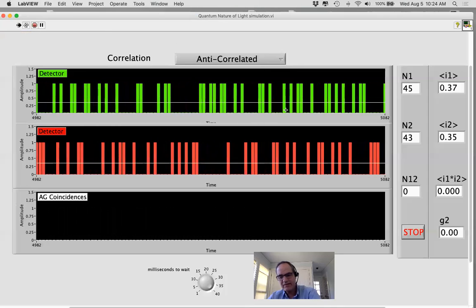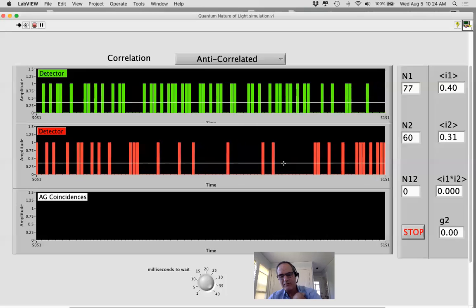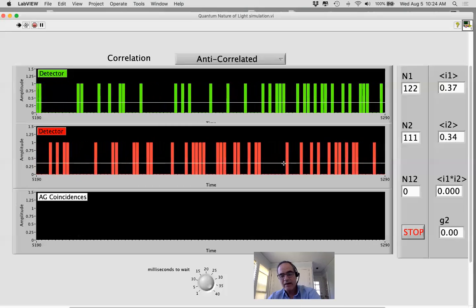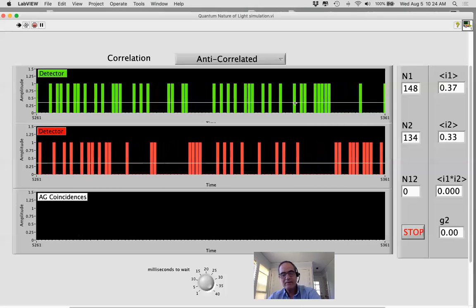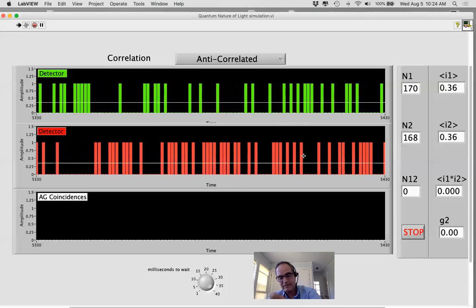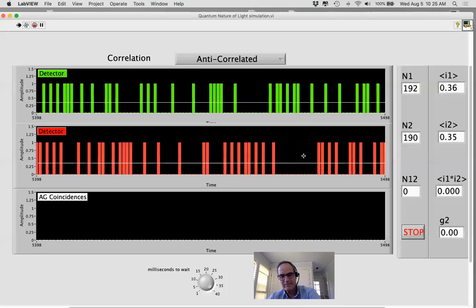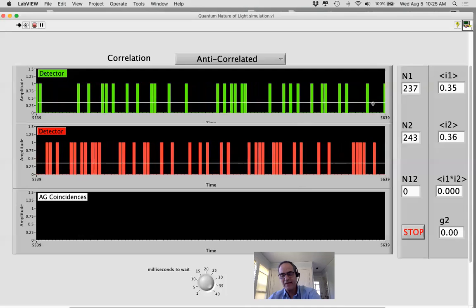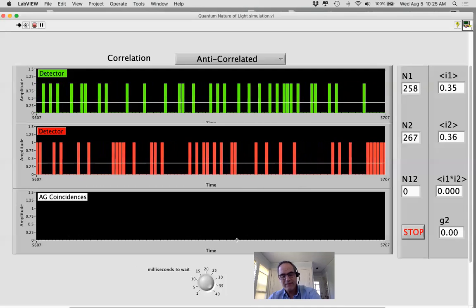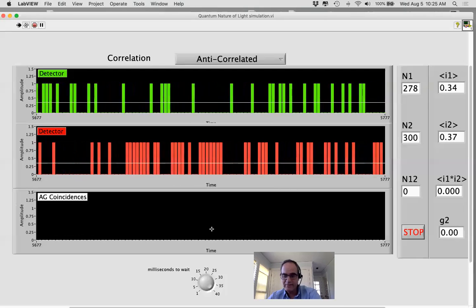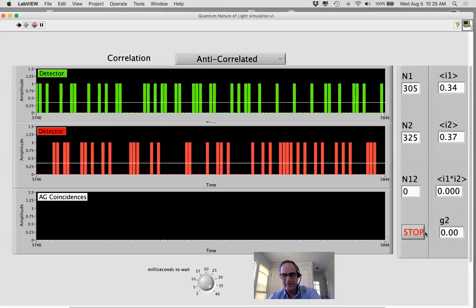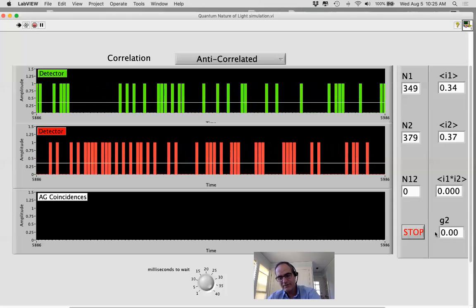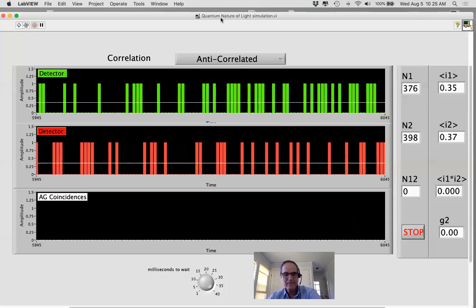So notice if we look at either of these streams, the green one or the red one, they look completely random, okay? But they're anti-correlated, meaning that we never get a pulse from both detectors in the same interval of time, okay? Even though the average number of pulses in any unit of time is the same. And of course, what that means is that the product of the signals is always zero. And so G2 is always zero in this case. So this is what we expect in the quantum case, okay? And notice how different the result is. Let's stop there. Okay, very good.